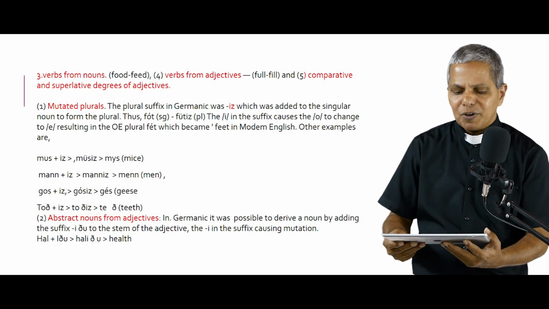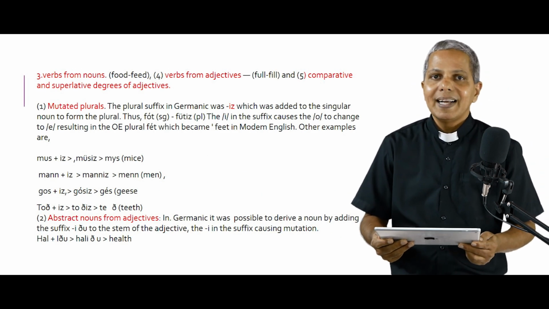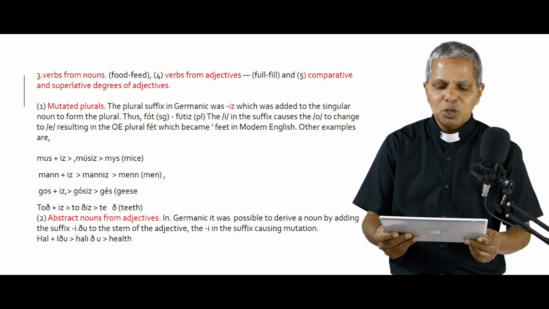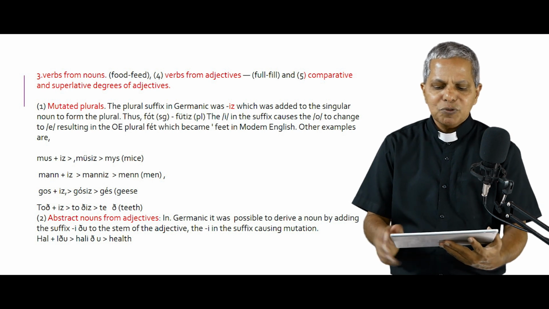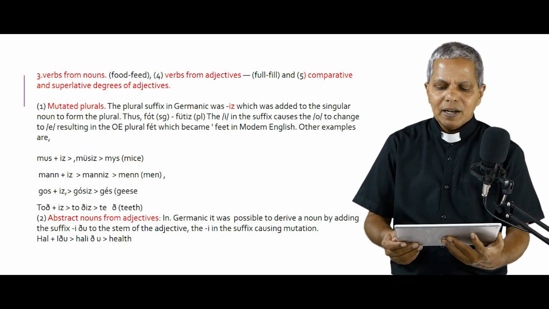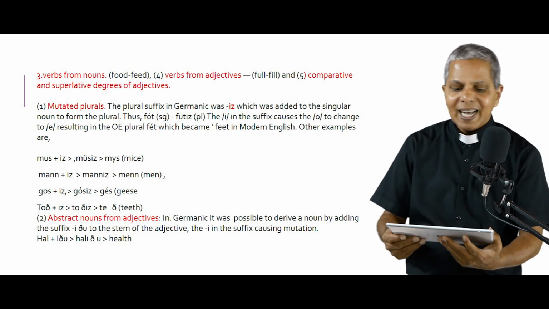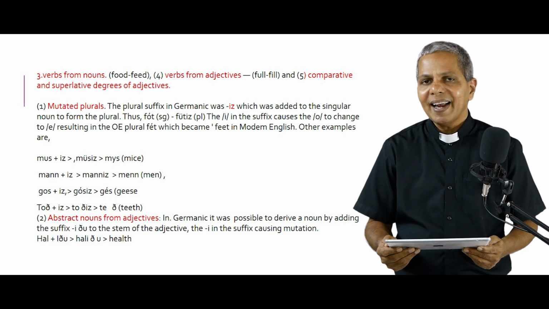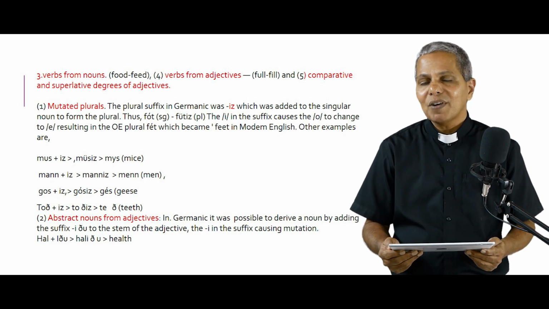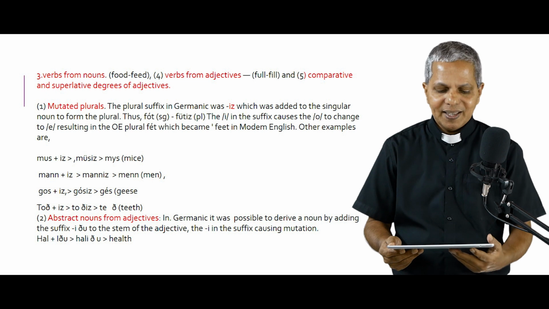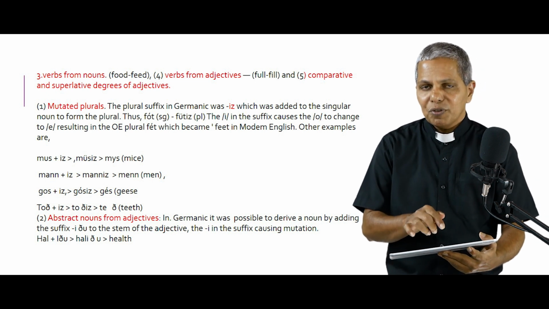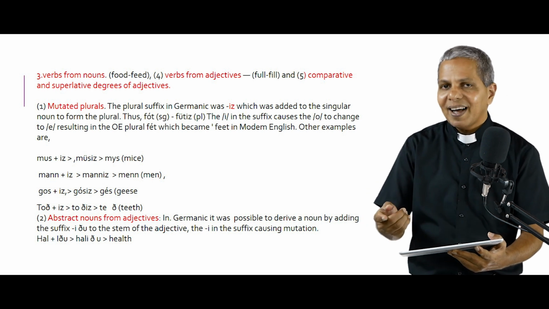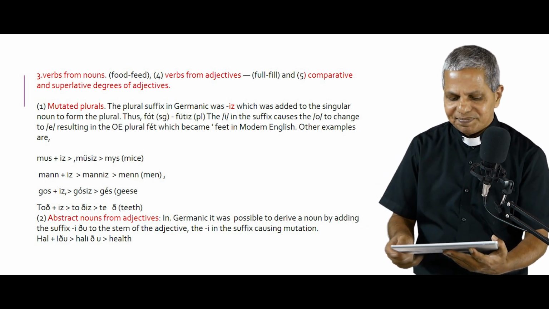Also, we have verbs from nouns. For example, food. We have the verb feed. It comes from the noun food. Then verbs from adjectives, like full. Full plus jan became fullyan, it became fillyan, and finally it became fillan, from which we have the modern English fill. Similarly, food, along with jan, that became fodian, fedian, and finally it became feed.